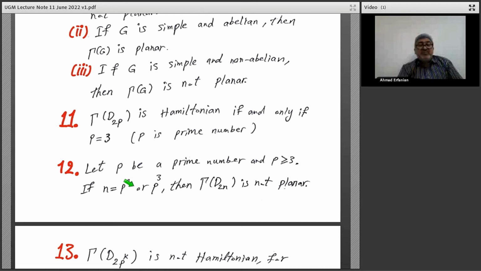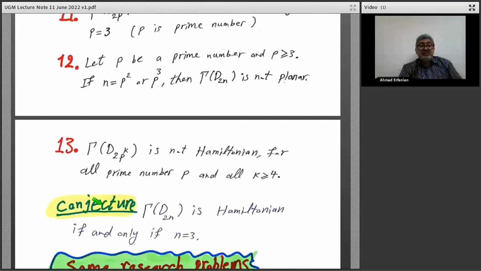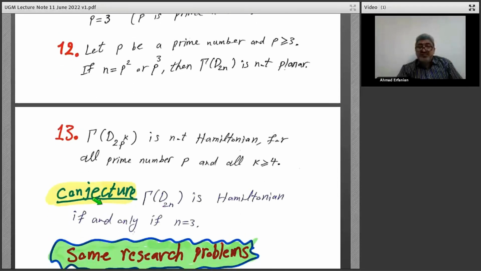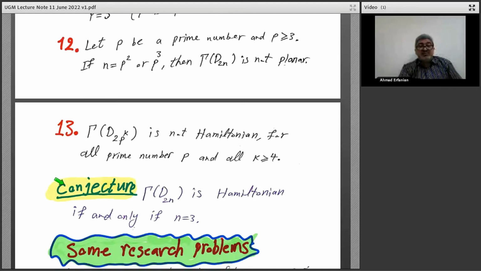And for the Hamiltonian property, we can see that the graph for the dihedral group of order 2P for prime number P is Hamiltonian if and only if P is equal to 3. And we have some results for the dihedral group of order 2P squared and 2P cubed.